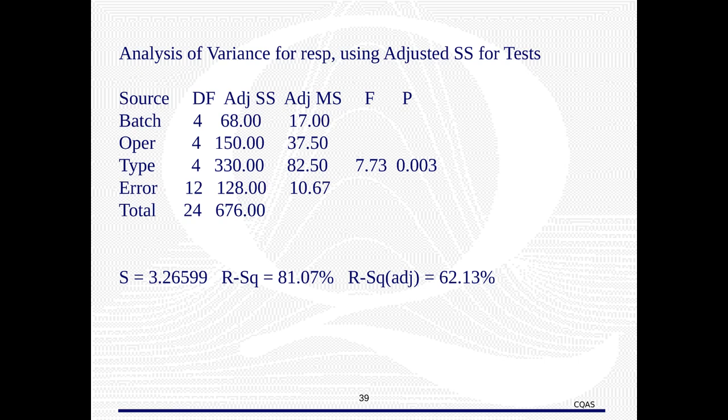Now we must identify which specific propellant types differ meaningfully. The subsequent pairwise comparisons employ a multiple comparison procedure to control for inflated error rates. Notice that type B differs significantly from type A, with a mean difference of negative 8.4 units and a p-value of 0.011.